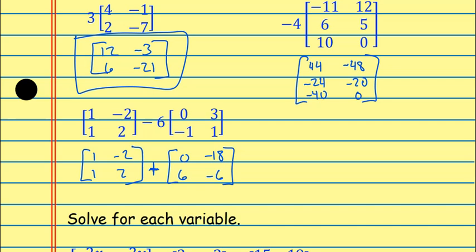And now I can kind of finish this guy off. And so when I add these, I just add the elements that are in corresponding positions. So here I've got a 1, a -20, a 7, and a -4. Okay, that's it.